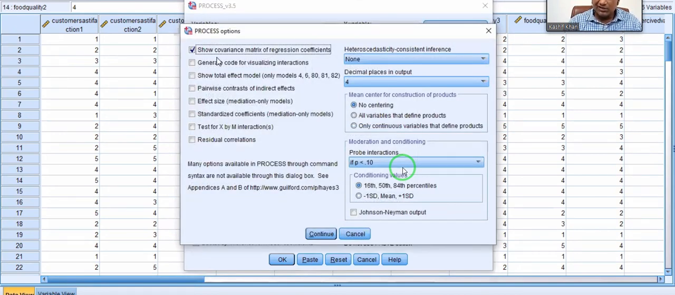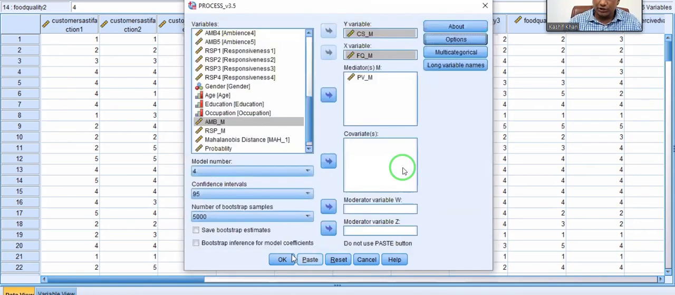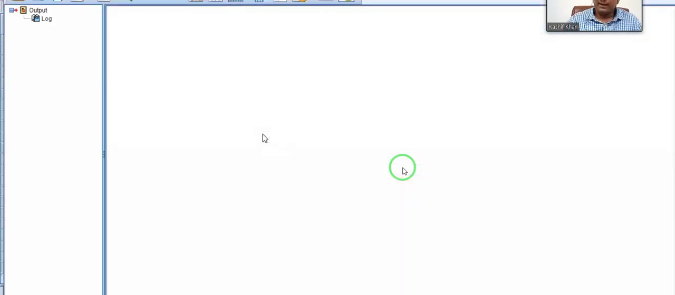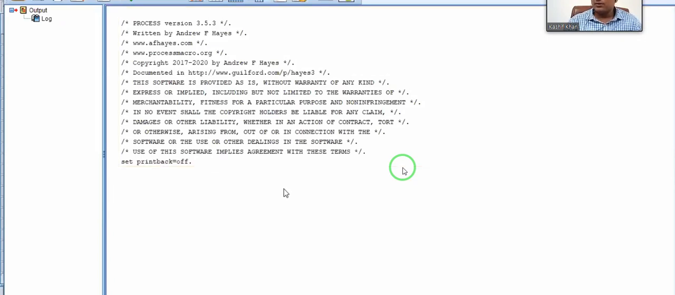Look, I'm taking show covariance matrix of this, generate code for visualizing interaction. I don't have interaction here. I have pairwise, and I have mediation, effect size, test for interaction. I don't have the interaction. That's about it, and I'll put it here. Some of these are only for mediation, some of them are only for moderation. We just need to read it and continue. So now our focus is mediation, not moderation, and according to that, we have selected the right model. And this is the challenge in PROCESS.